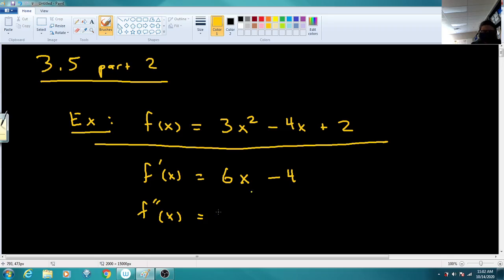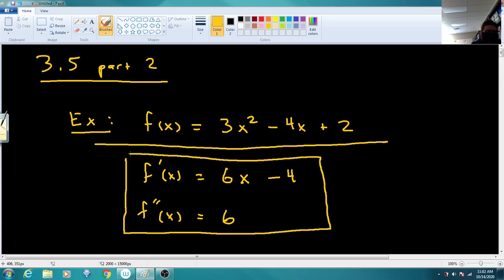So now for f double prime, we take the derivative of the 6x minus 4. So 6x has derivative 6. Negative 4 has derivative 0, and this gives us our answers. So for that starting function f of x, this is f prime and f double prime.